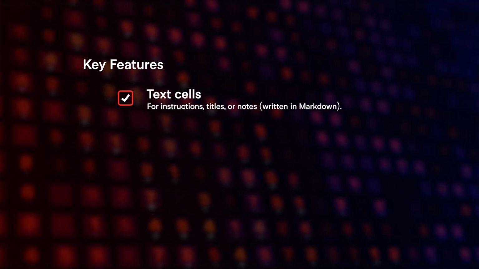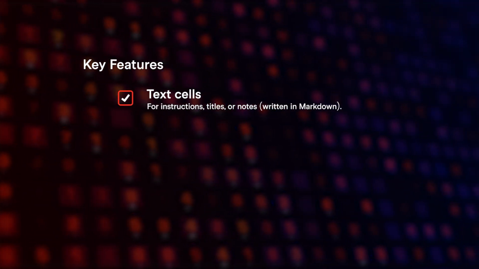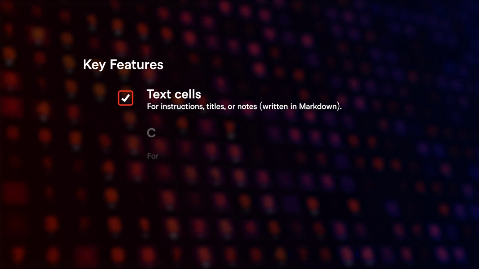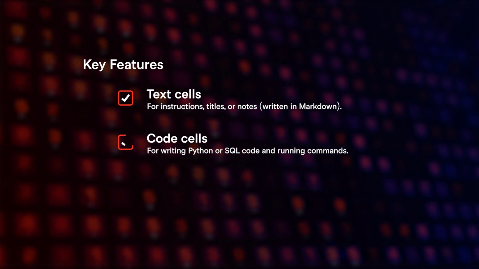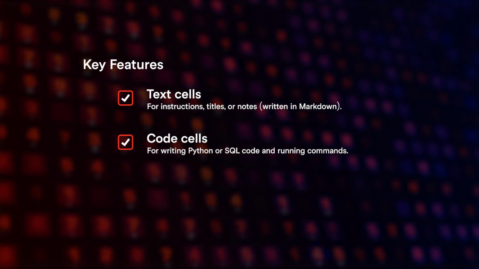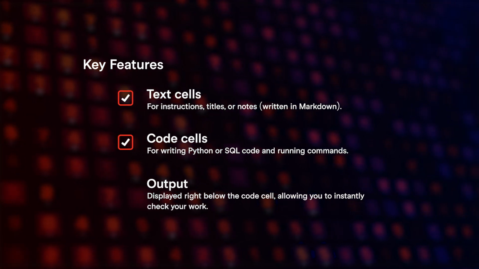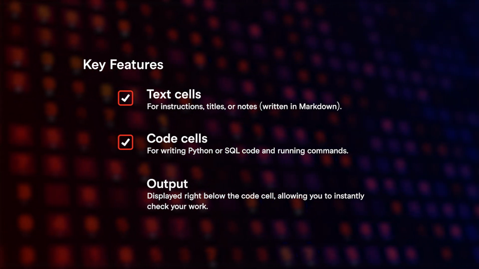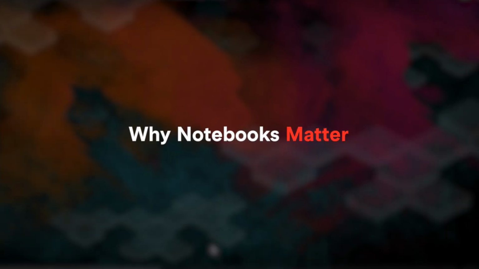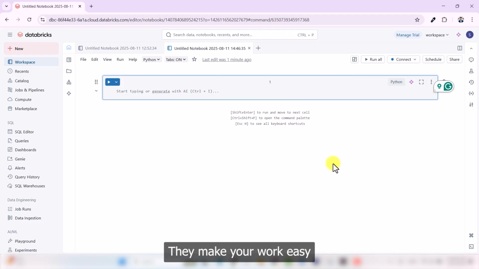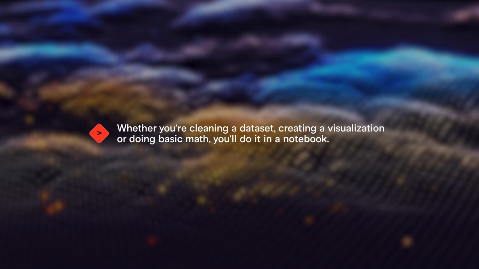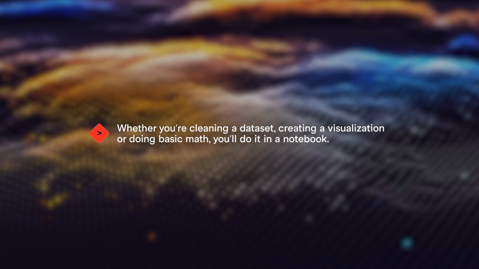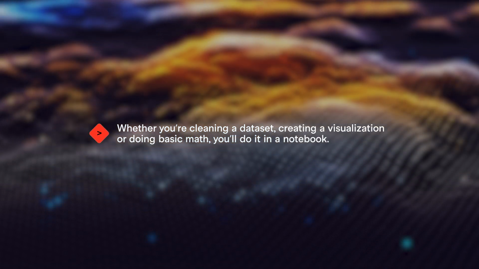Key features: text cells for instructions, titles, or notes, written in Markdown. Code cells for writing Python or SQL code and running commands. Output displayed right below the code cell, allowing you to instantly check your work. Why notebooks matter? They make your work easy to follow and replicate. Whether you're cleaning a dataset, creating a visualization, or doing basic math, you will do it in a notebook.